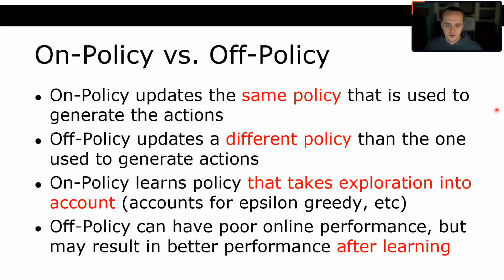So a general trend that you will find is that if you're doing off policy learning, it can have poorer performance while you're doing the training. But it may result in a better policy or better performance after the learning phase has been completed. So on policy may have better online performance versus off policy, but you're learning a policy that takes the exploration into account. So if you're generating a bunch of training data and learning with reinforcement learning, then an on policy learned policy after you've finished the training may not be as good as an off policy learned policy.